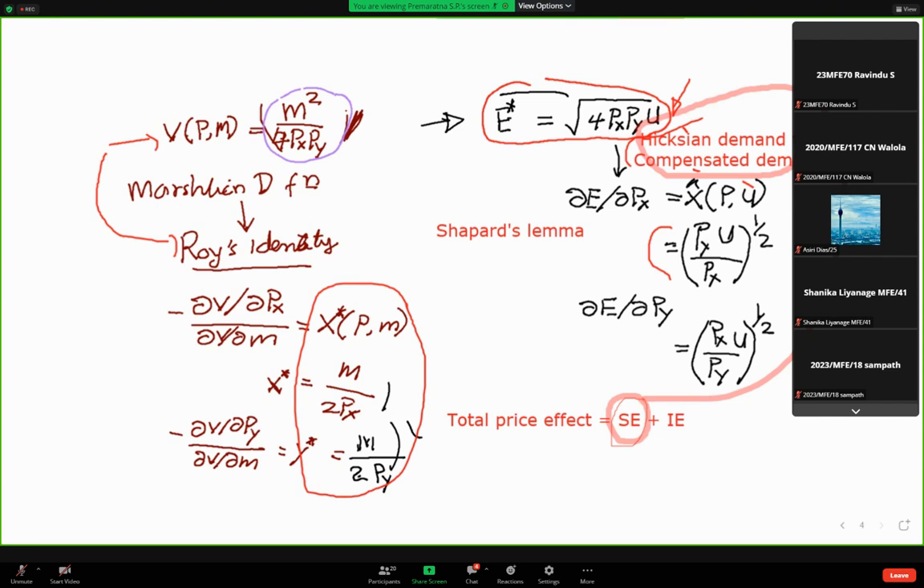And in the exam, you may be asked to use Roy's identity to derive the Marshallian demand, convert to the expenditure function, and apply Shephard's lemma to derive the Hicksian demand function.